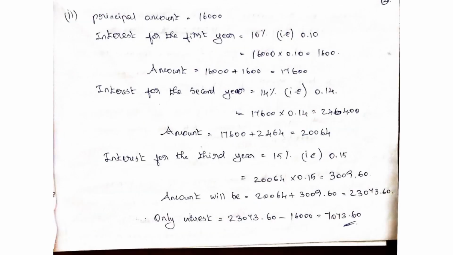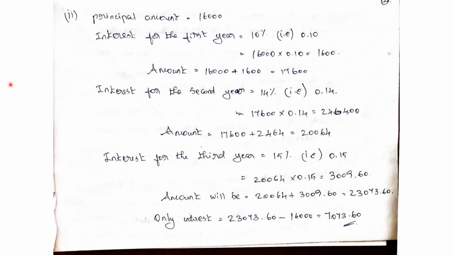In third question, next sum. Here, the principal amount is 16,000 for 3 years, where the rate of interest for successive years are 10%, 14%, and 15% respectively. Okay, here they have given the principal amount and years 3. So the first year rate of interest is 10%, that is 0.10. For the second year, the rate of interest is 14%, that is 0.14. For the third year, the rate of interest is 15%, so that is 0.15.